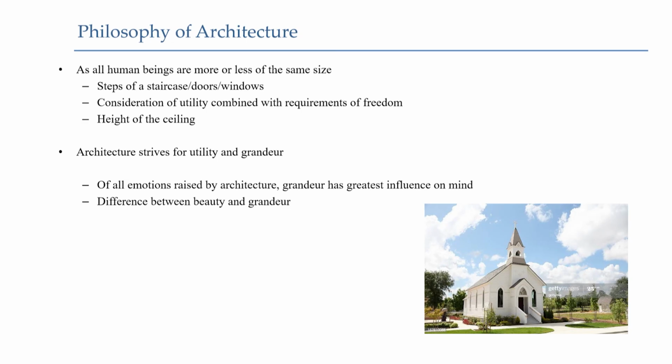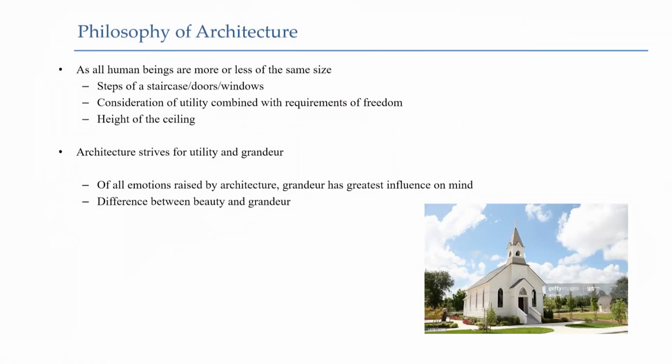But what he said, and if you see point number 2, is that architecture strives for utility and grandeur. So, he gave these two objectives to architecture, saying that architecture can strive, or does strive, for utility and grandeur, with a focus on grandeur. And he said that of all emotions raised by architecture, grandeur has the greatest influence on the mind.